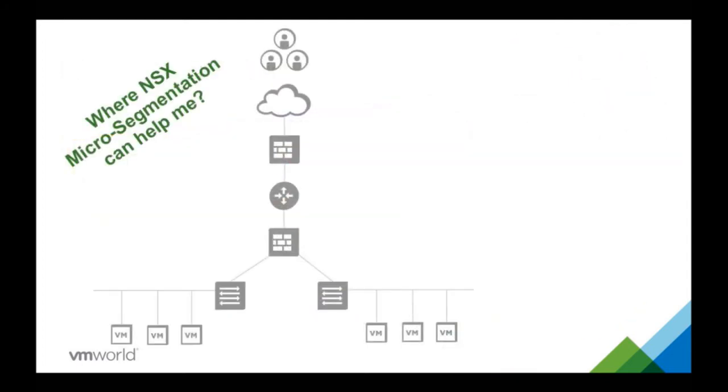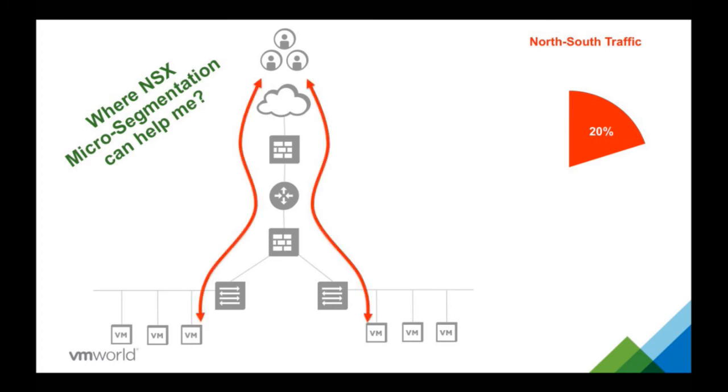And where can NSX micro-segmentation help? This is, I think, the most important slide of the presentation, the last one, right? I have 20% of my total traffic that is north-south traffic. As best practice today, I still use my physical firewall to protect it. I can use, for example, a virtual firewall appliance, or even NSX. But in that case, neither the appliance nor NSX might be the best solution because of the functionality needed and the performance, right? The rest of the traffic, I like to divide in two parts.